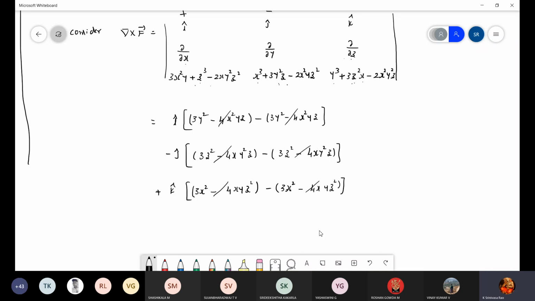So you will get curl F equals 0. Curl F equals 0. So if they ask, whatever the question is, just try to analyze the problem and remember the procedure. Okay, so finally overview what we have to calculate, so you will get the idea.